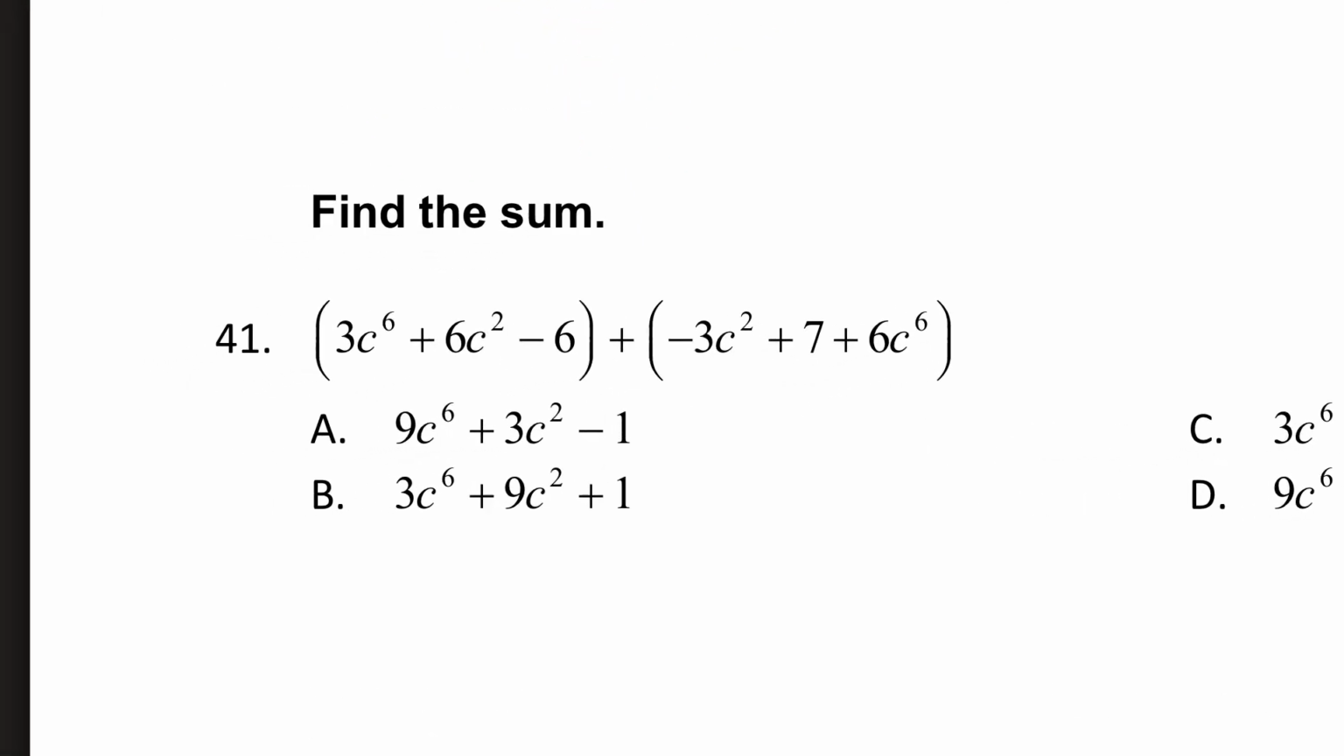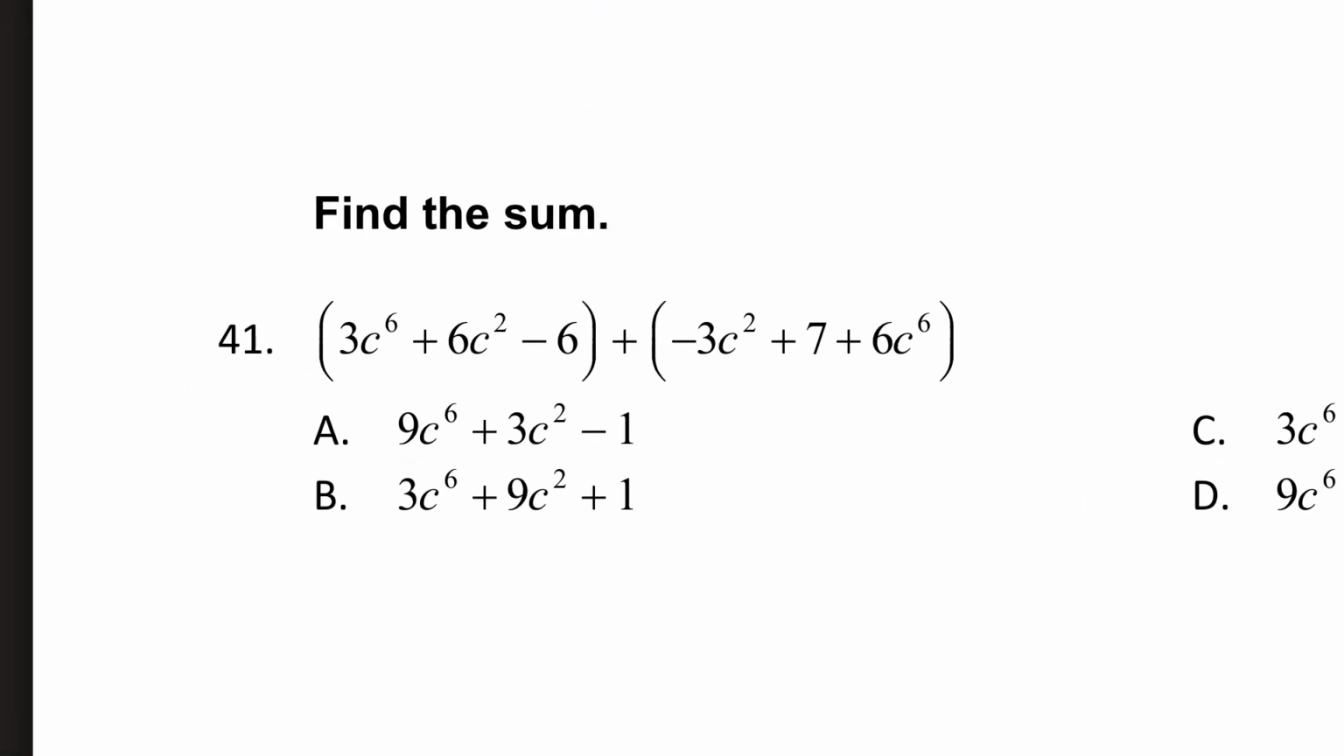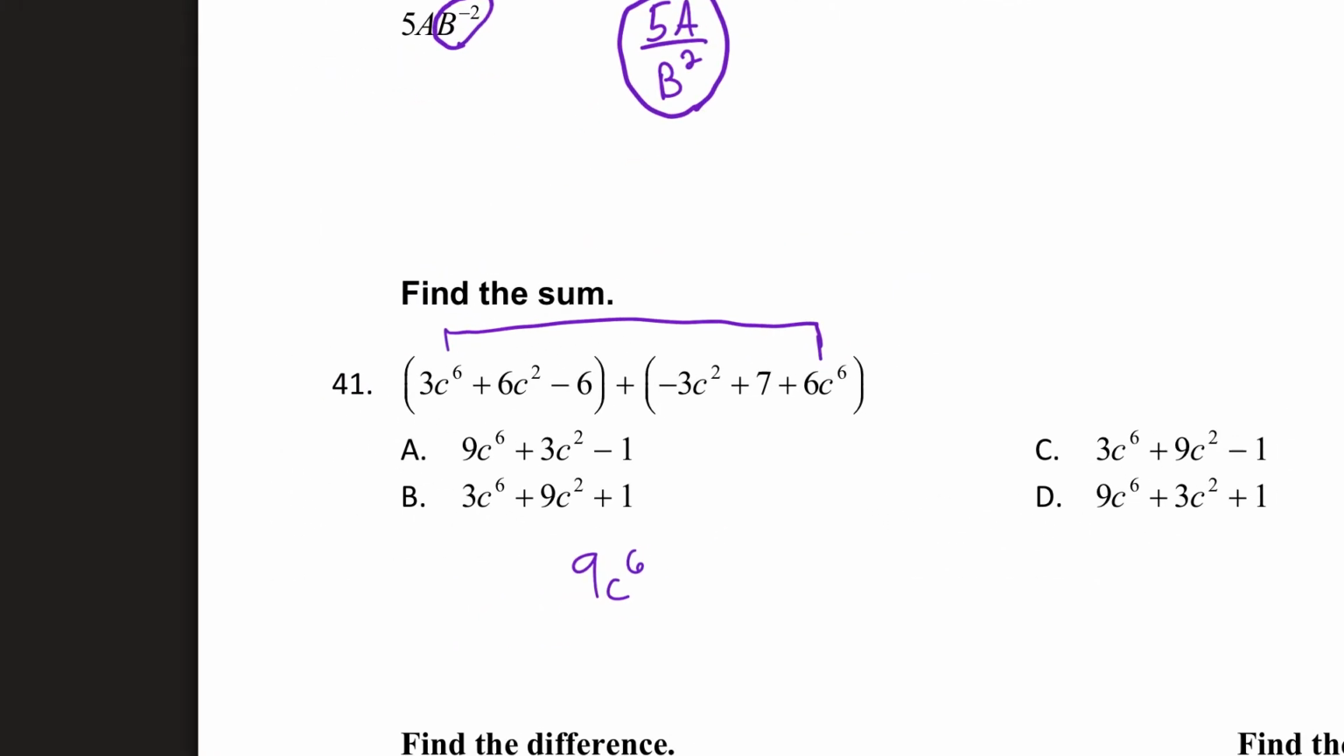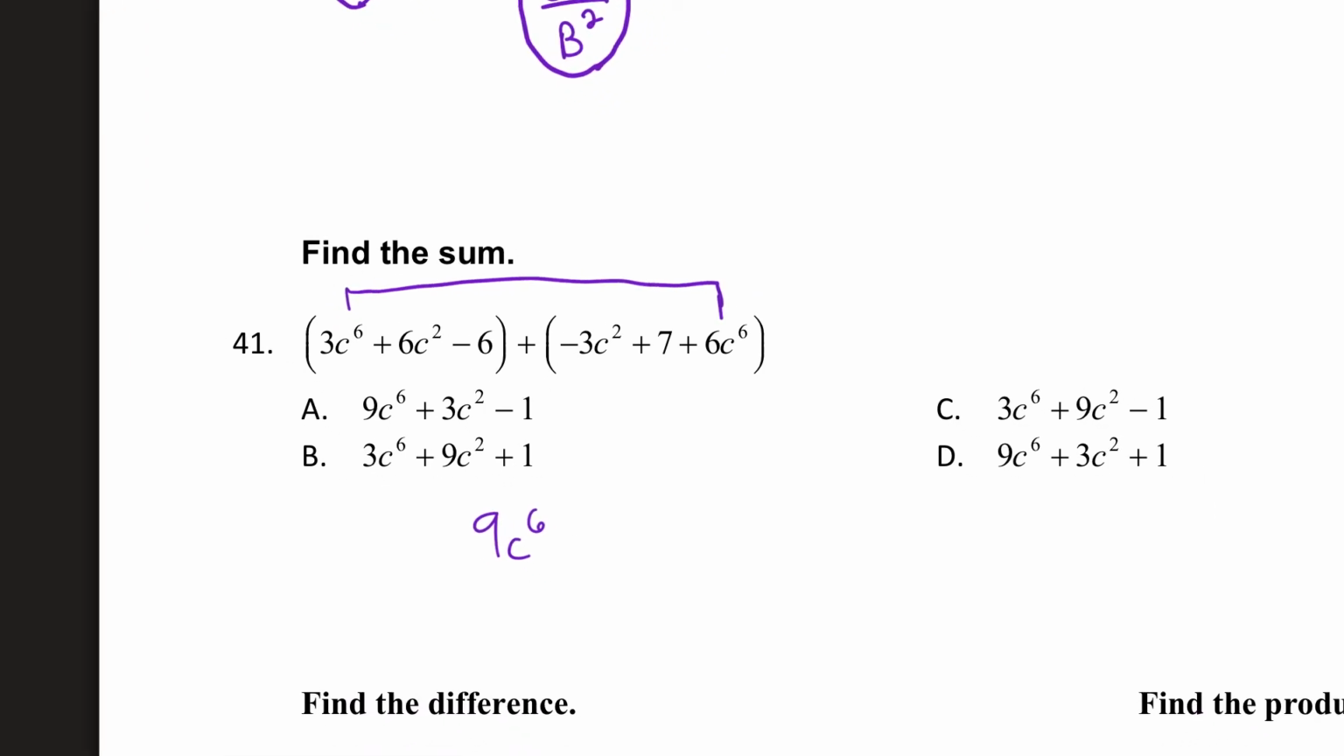Okay, let's add some polynomials. Remember, they have to be like terms, so they have to have the same variable to the same exponent. So all my variables in 41 are c, which is great, but 3c to the 6 can only go with other c to the 6's. And when you add them together, you're really adding their coefficients. So 3c to the 6 plus 6c to the 6 is 9c to the 6th, which we can already go through and eliminate 2 of these answers if we wanted to.